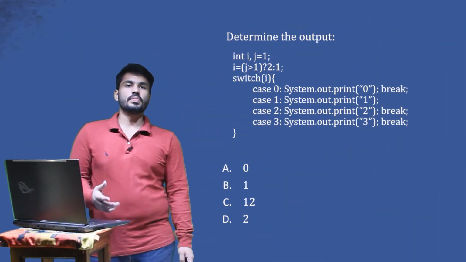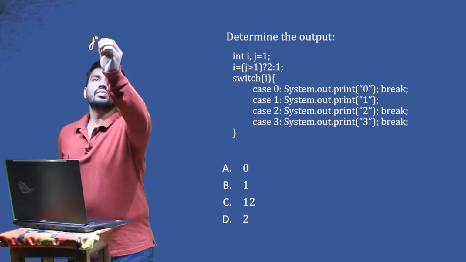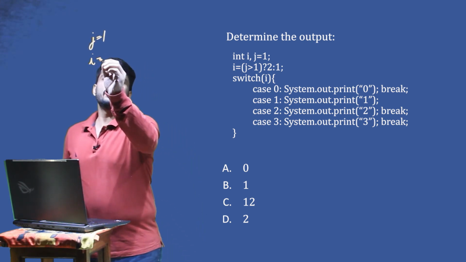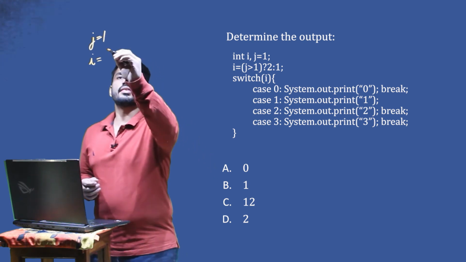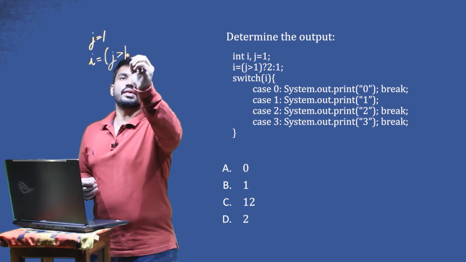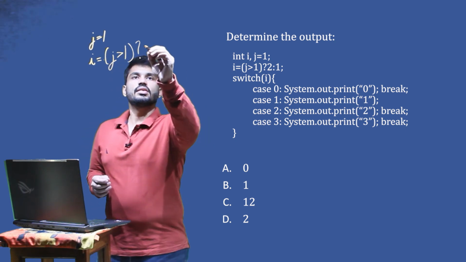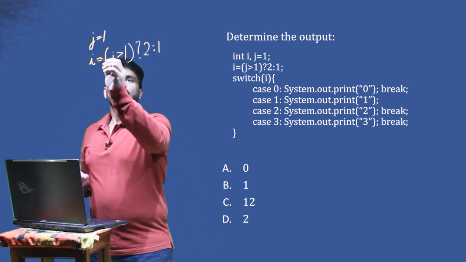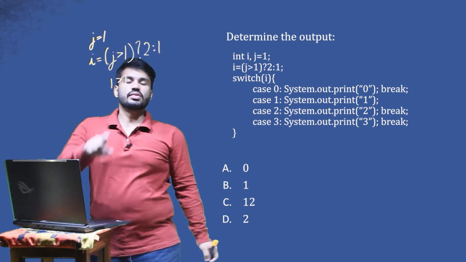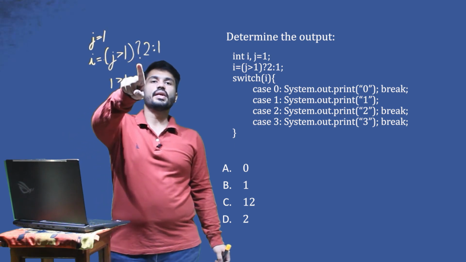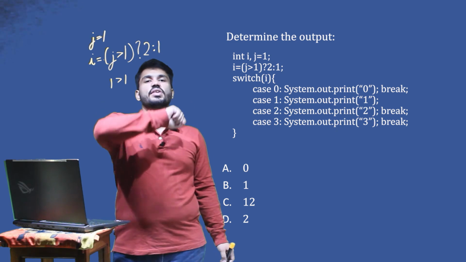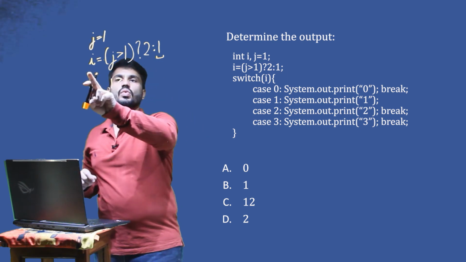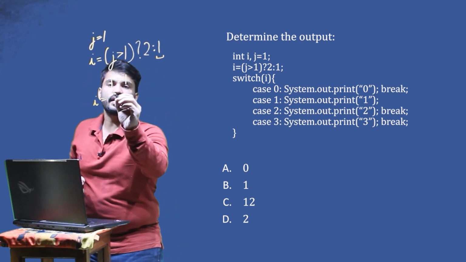So in this we have two variables I and j. J is initialized to 1. In the next line, I is also initialized, but here we use a ternary operator to do so. So here we have a condition, j is greater than 1, question mark, 2, colon, 1. So j greater than 1 means 1 greater than 1. So this evaluates to false. In ternary operator, if the condition is false, the second expression gets executed. So this is our second expression. Value of 1 is stored into I. So I gets initialized to 1.